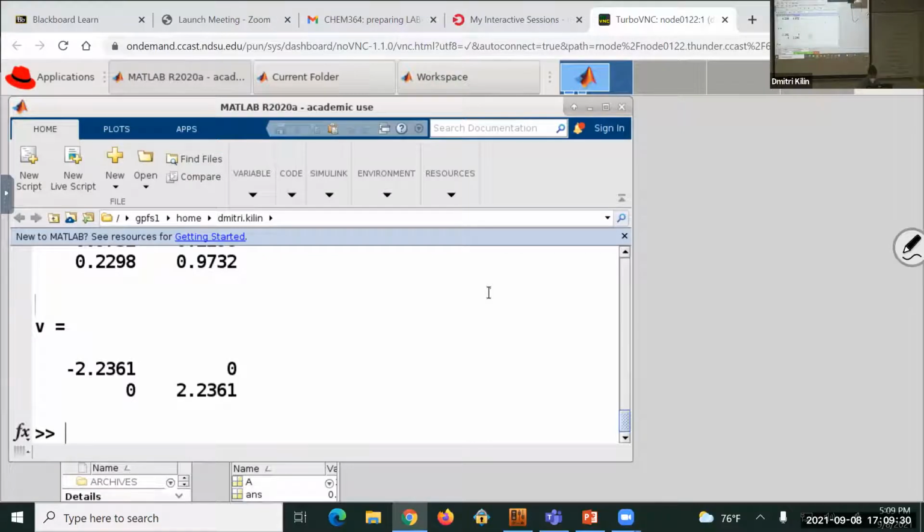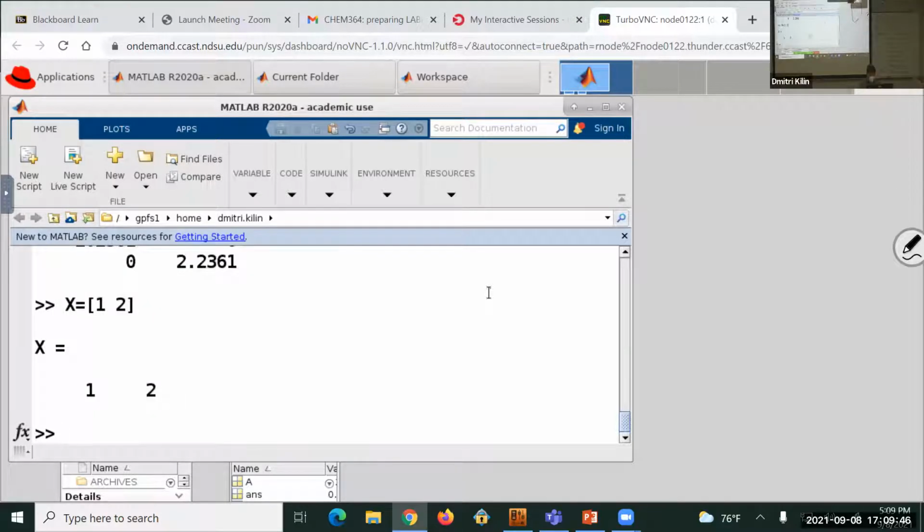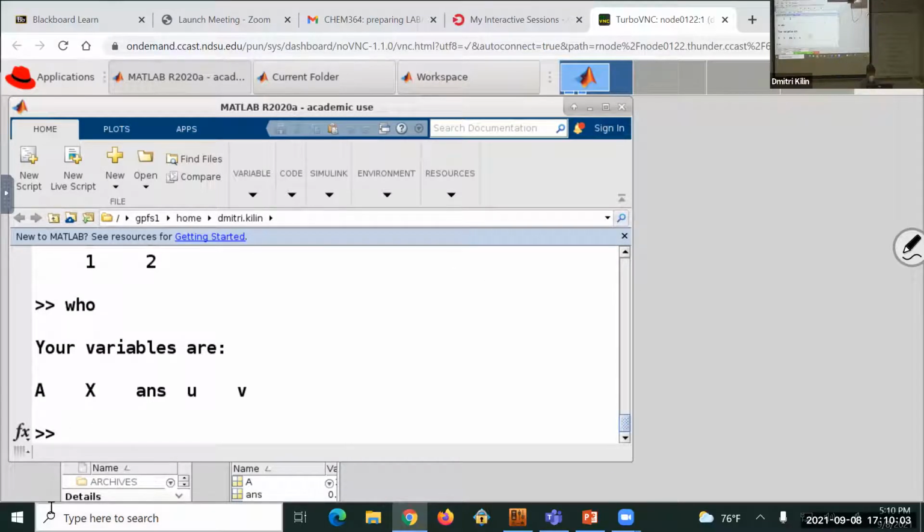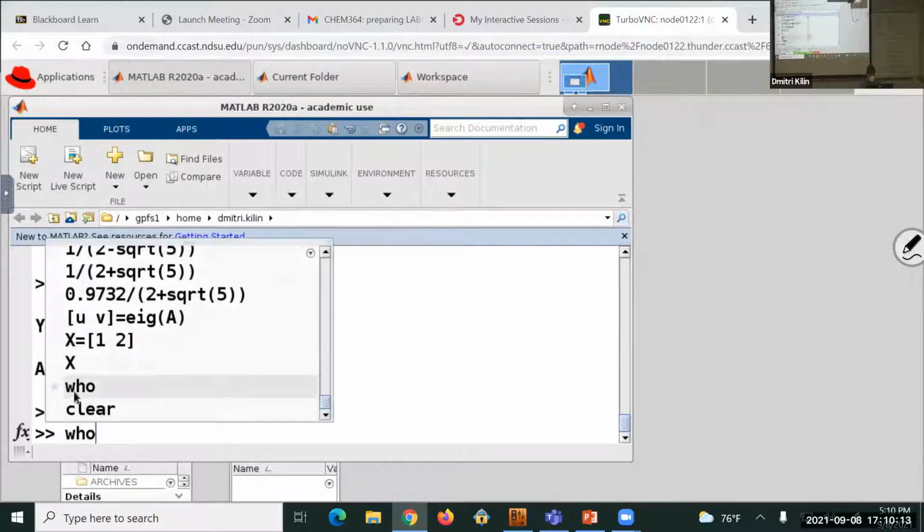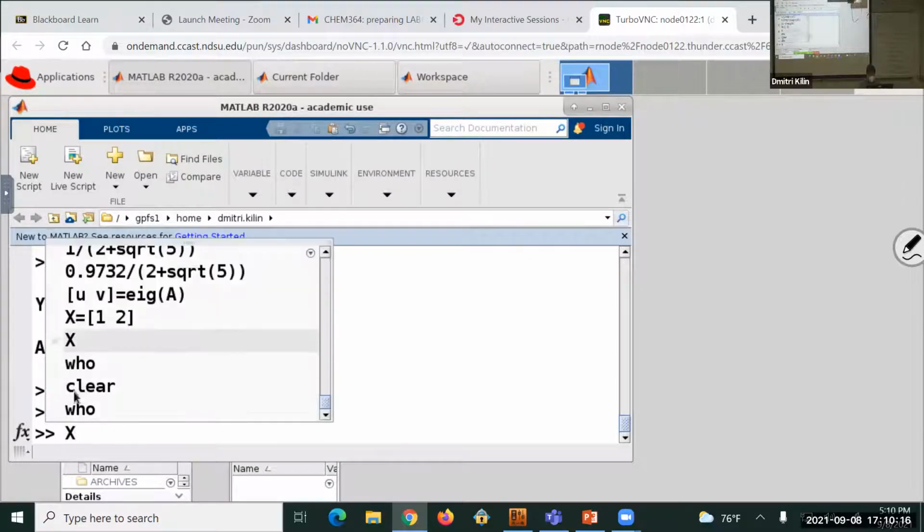Okay, so, something we already tried last time. If you use these rectangular brackets, we just set up an array of data, right? And if we just give the name of this variable, it repeats its value. If I have forgotten which variables I have actively defined, I can type who, and it will show those variables I was playing with in recent seconds and maybe a little before. If I want to clear them all, I type clear, I type who, and there are no more variables.